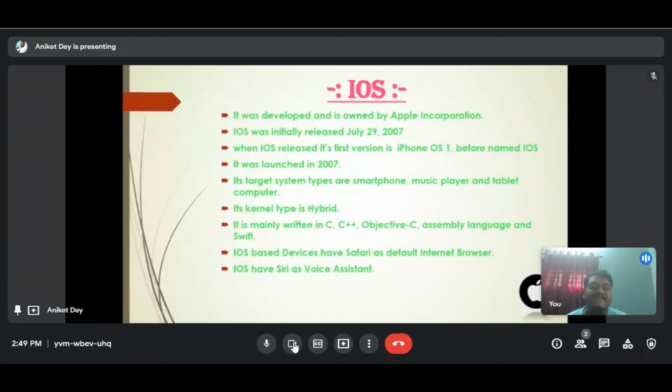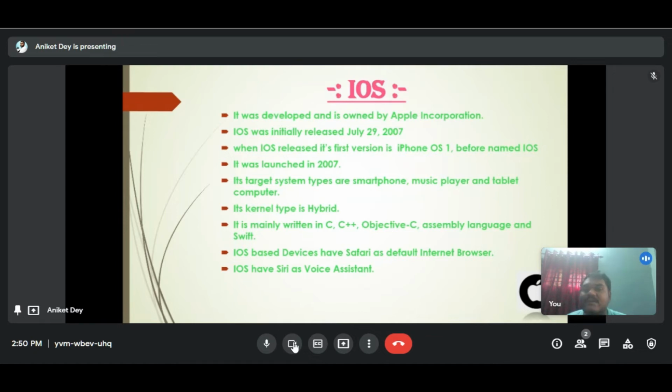And second is iOS, or the iPhone operating system. It is developed, maintained, and also updated by Apple Incorporation, and it was officially launched on the market on 29th July of 2007. The first version of Apple's, that is OS 1, and before it was named iOS. It is specially created for smartphones, music players, and tablet computers, and its kernel type is hybrid.